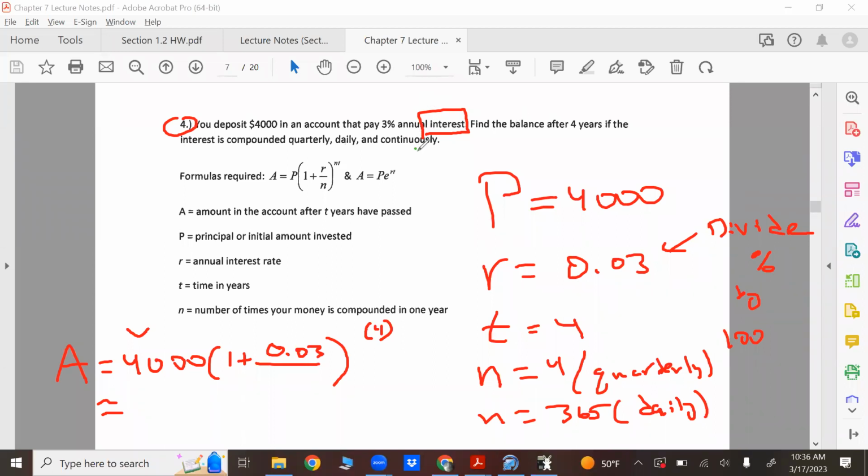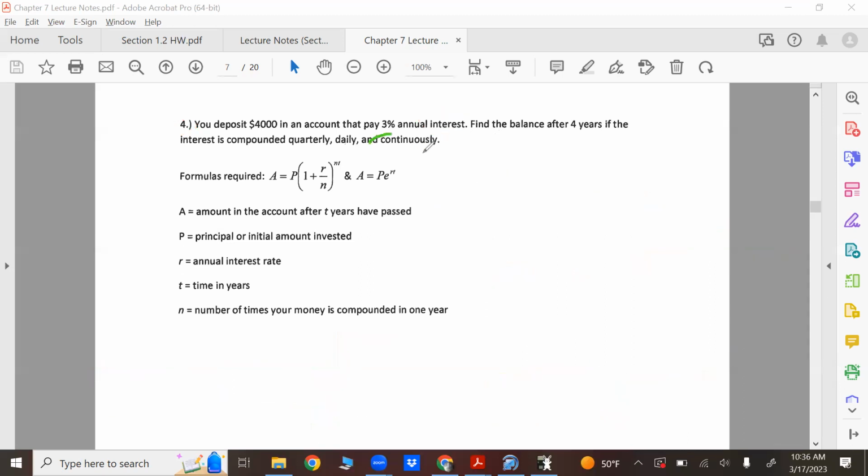Now, continuously means n is infinity. So you've got to plug in infinity here. That's what continuously means. However, how do you deal with infinity, right? So what you do is that all this becomes e, just like we said earlier on, that e is this number that follows this pattern. So when you do continuously, you can use this formula instead: A = P e^(rt).